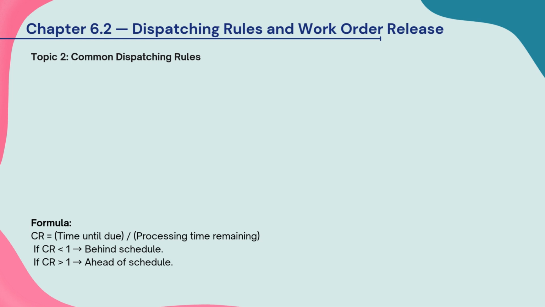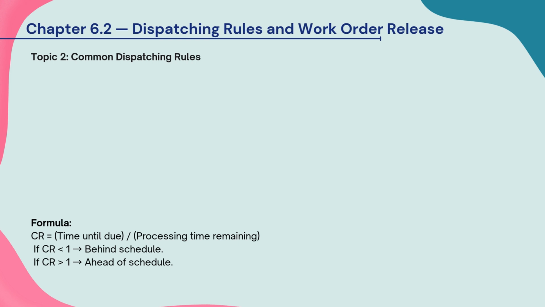This slide explains the most common dispatching rules used to prioritize jobs on the shop floor. FCFS is the simplest rule, processing work in the order it arrives. EDD focuses on meeting delivery dates. SPT reduces overall flow time by completing shorter jobs first, while LPT helps maximize machine utilization by running longer jobs first.